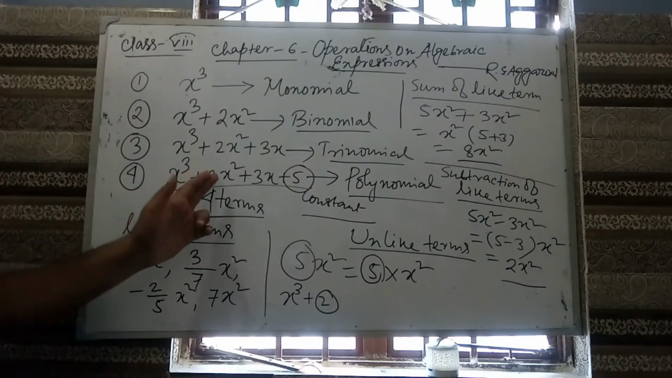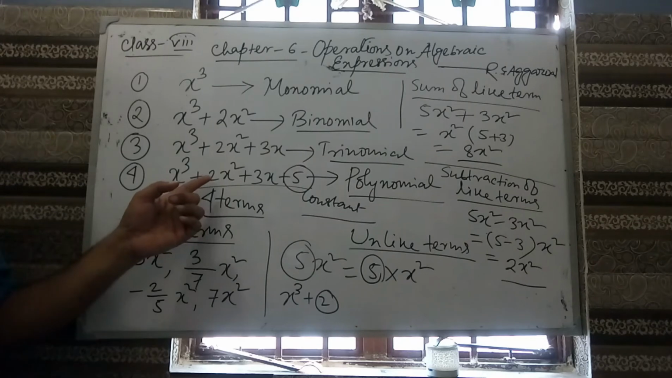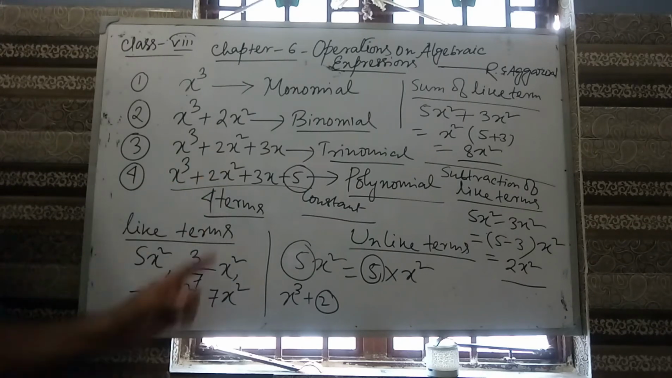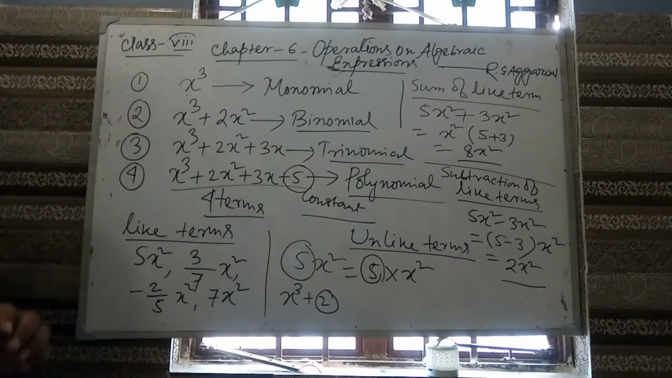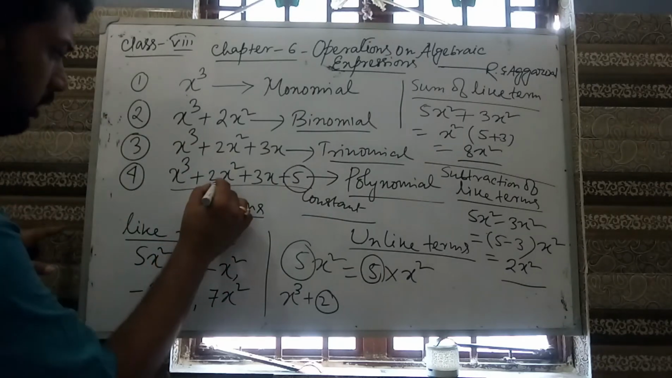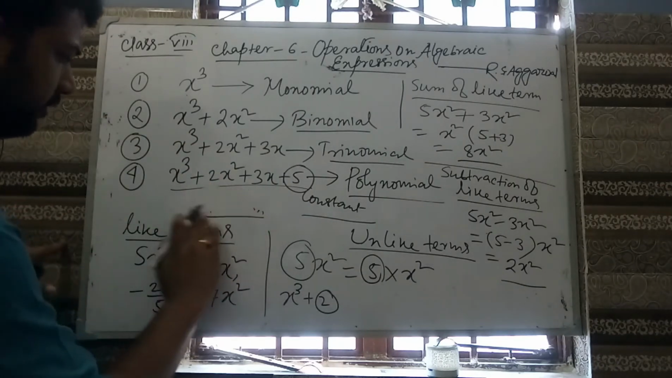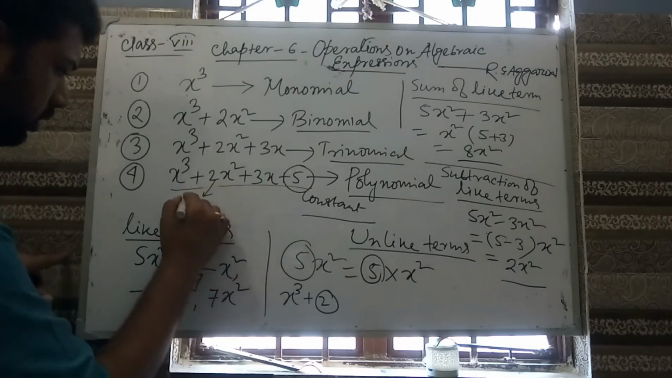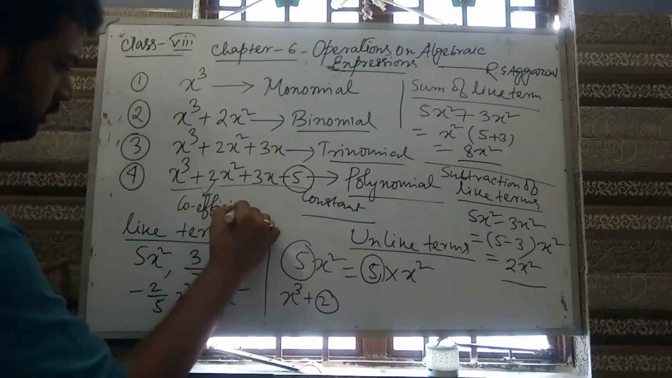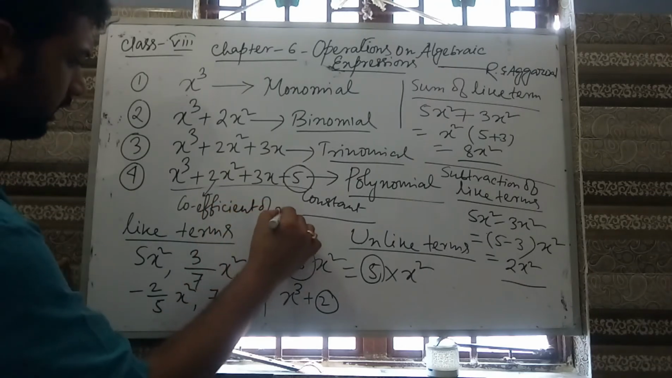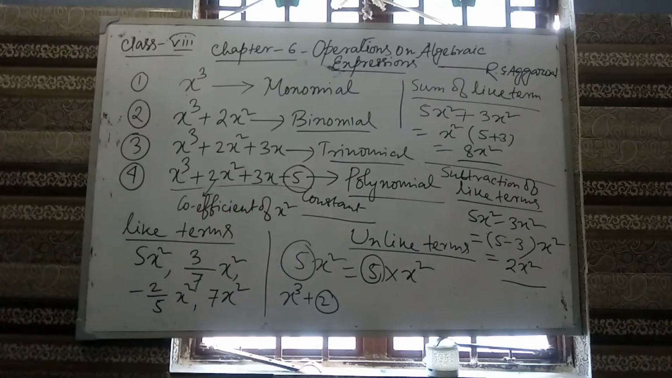But in this case, 2 is in the form of multiplication with x square, so 2 is called the coefficient of x square. Here 3 is called the coefficient of x.